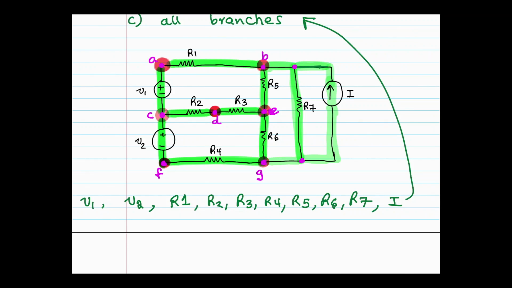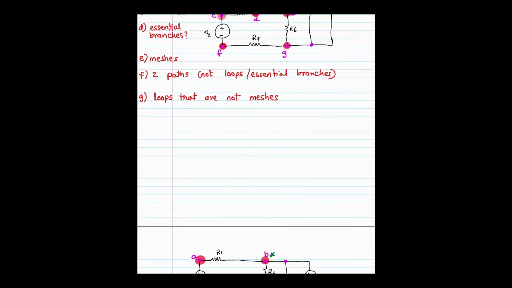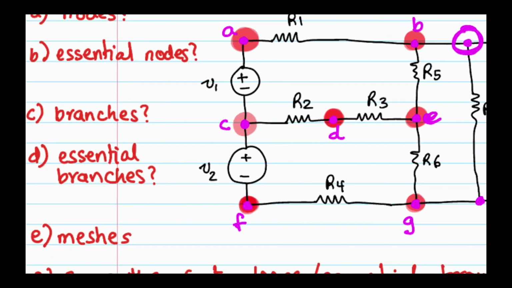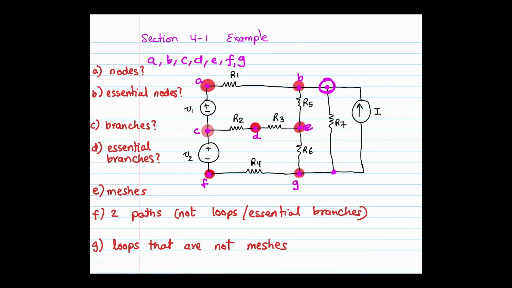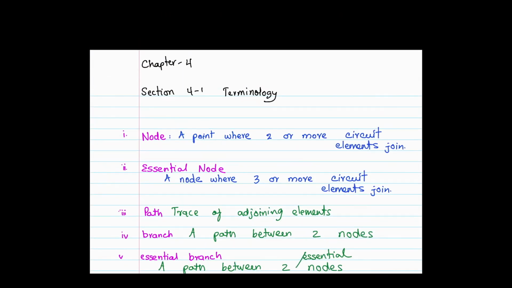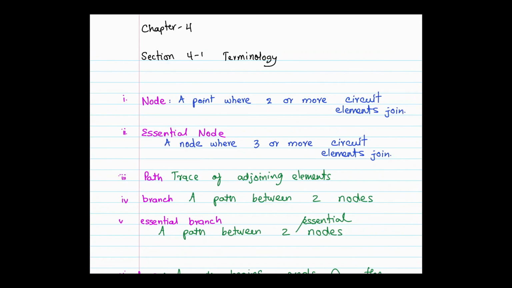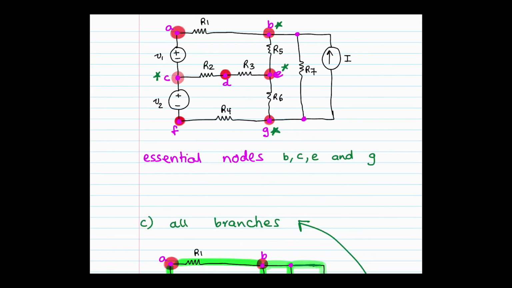Now, which of these are essential branches? That's the next part of the question. Essential branches, that is what we are interested in finding. What are the essential branches? Now, what is the definition of an essential branch? A path between two essential nodes. The path between two essential nodes is what we call an essential branch.